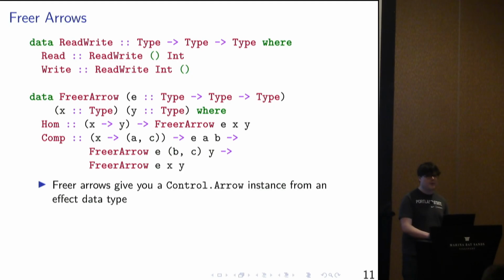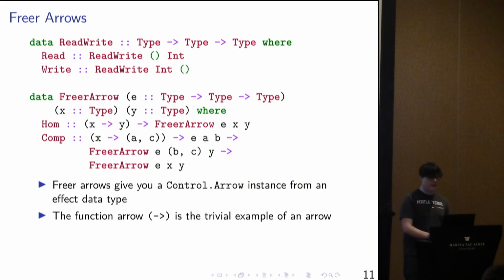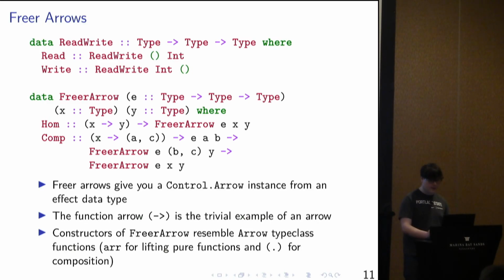So just like freer monads give you a monad instance for free with your effect data type, the freer arrow is going to give you an arrow instance for free. If you're not familiar with arrows, the simplest example of an arrow is the function arrow. And the constructors of freer arrow resemble some of the arrow type class functions. In particular, ARR lifts a pure function into the arrow, and we have composition from the category type class.